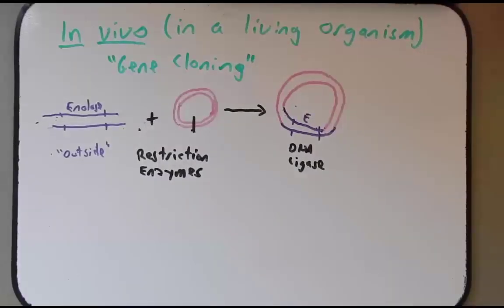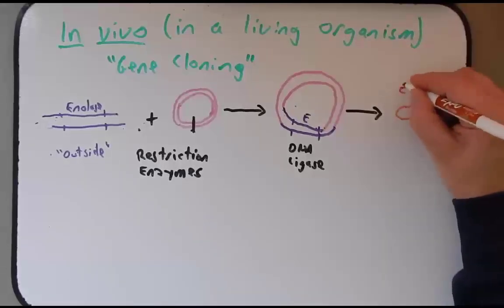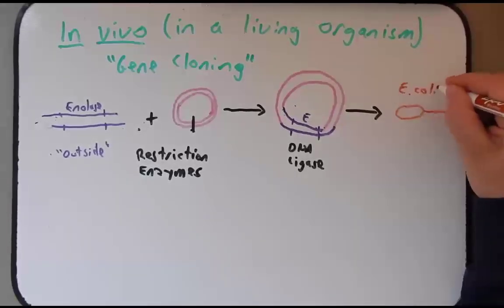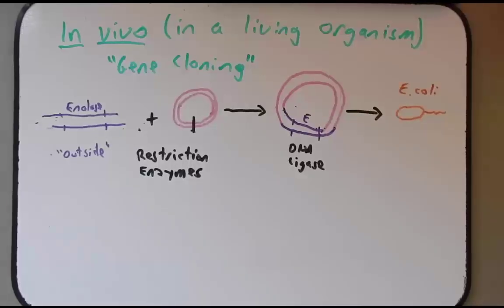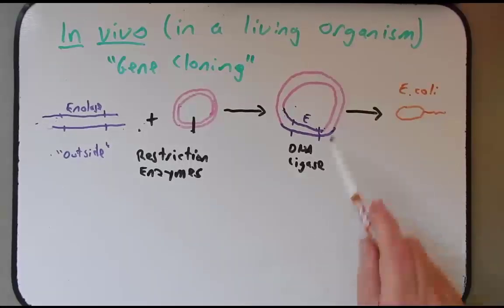And now what we do is we place this gene into an E. coli cell. You could use other kinds of bacteria, but E. coli is the organism of choice for most of these experiments. Now obviously I drew this out of scale. It's not really bigger than the E. coli cell.